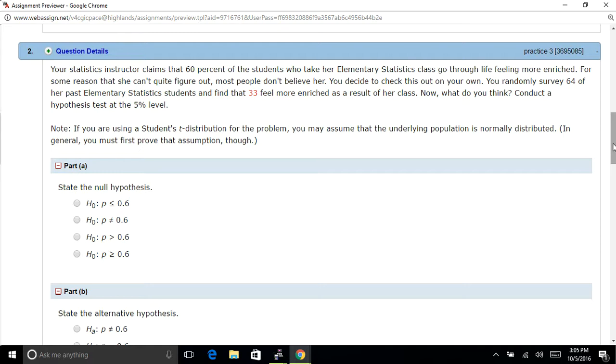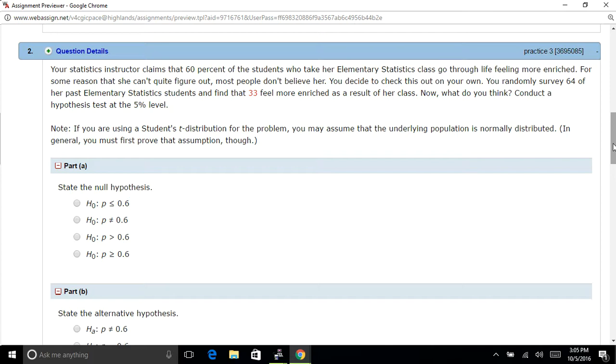Your statistics instructor claims that 60% of the students that take her elementary stats class go through life feeling more enriched. For some reason she can't figure it out, most people don't believe her. You decide to check this out on your own. You randomly survey 64 of the past elementary statistics students and find that 33 feel more enriched as a result of their class. Now, what do you think? Conduct a hypothesis test at the 5% level.